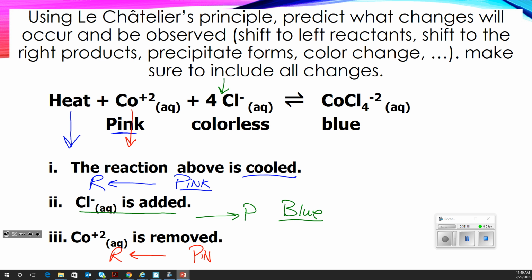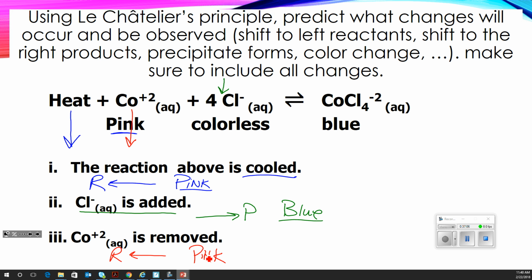But wait a minute, didn't we just take out all the cobalt? Wasn't the cobalt the pink if we took it all out? Wouldn't it just go away? Well, what's happening is what was blue now splits back and becomes pink and colorless. And so we're actually making it pink and colorless.